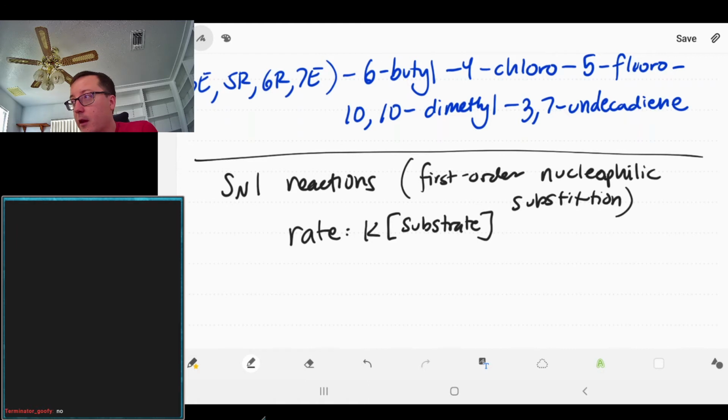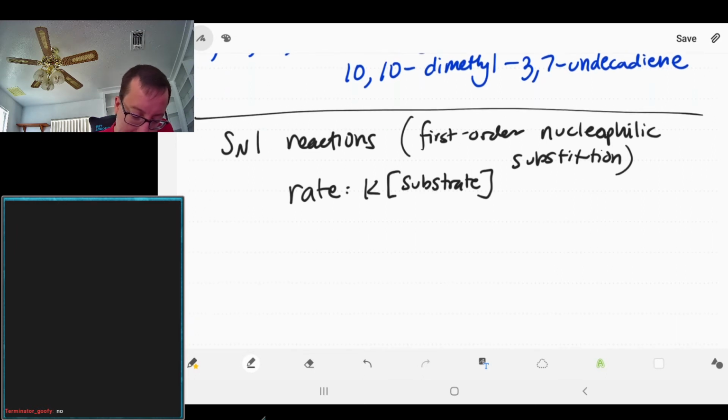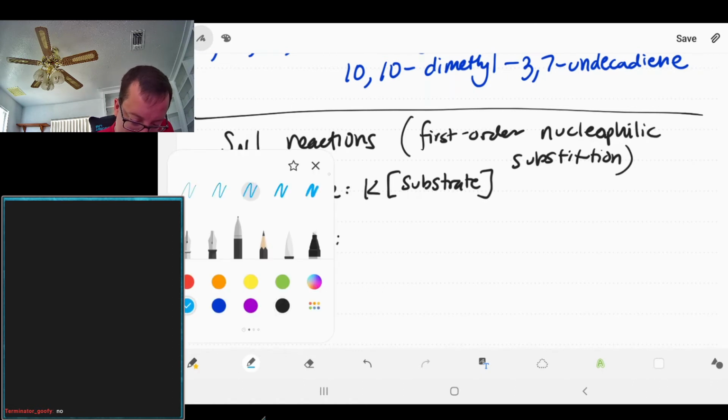Cool. Okay, so Terminator Goofy. I love it. So with SN1 reactions, our rate is solely determined by the concentration of our substrate, which tells us that this is only one step in the process. And we're going to see that SN1 reactions are characterized by two steps.